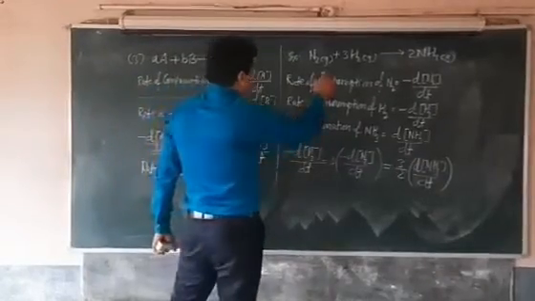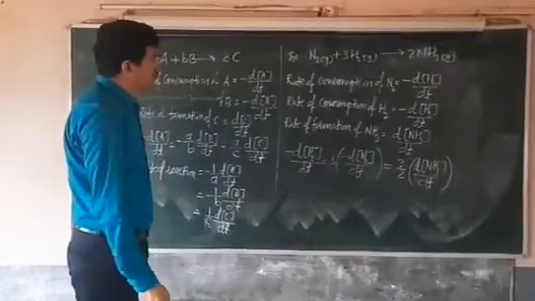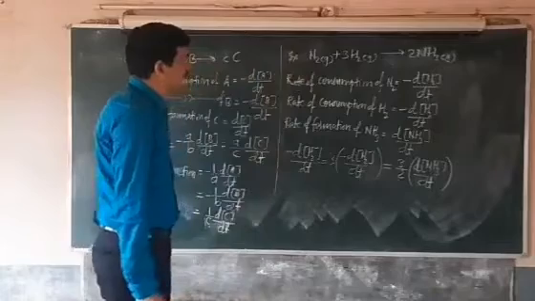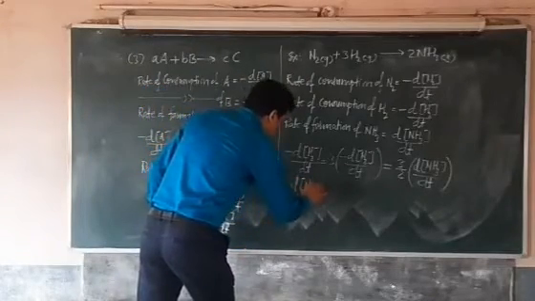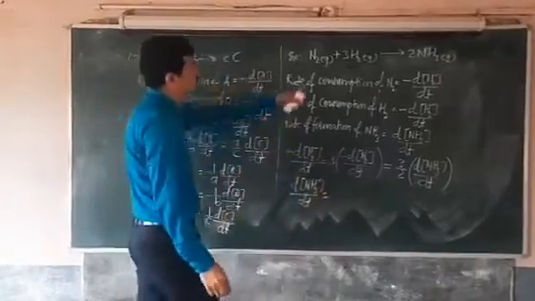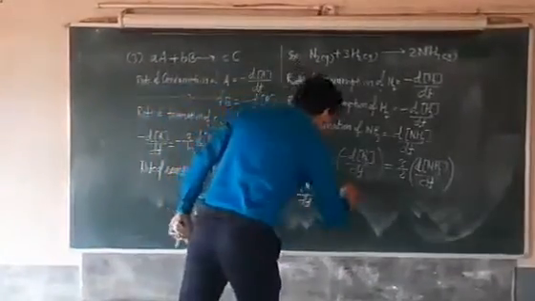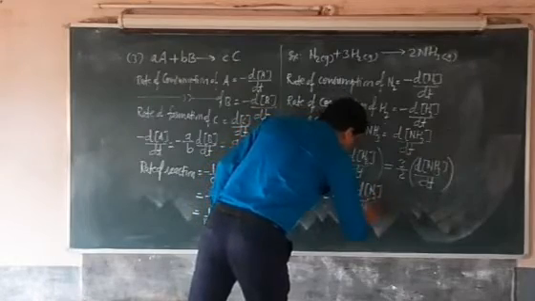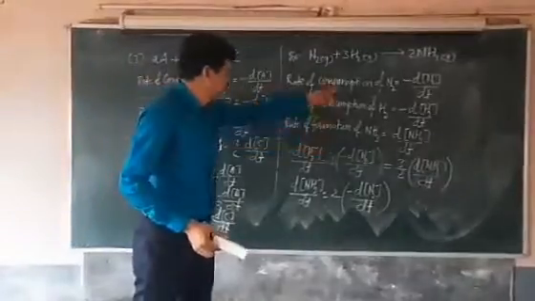When we compare the rate of formation of ammonia with the rate of consumption of nitrogen, then the rate of formation of ammonia, dNH3 by dt, will be 2 times or double the rate of consumption of nitrogen, that is minus dN2 by dt. So here we have related the rate of consumption and rate of formation with each other.